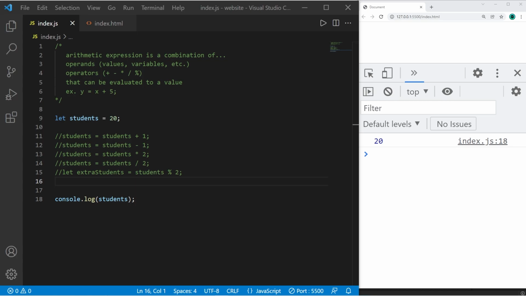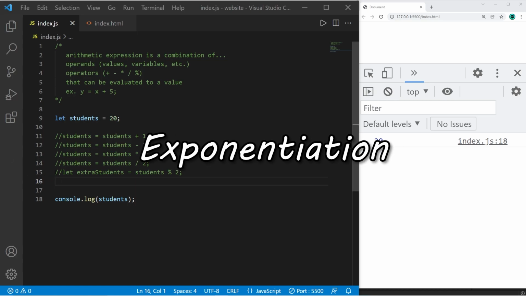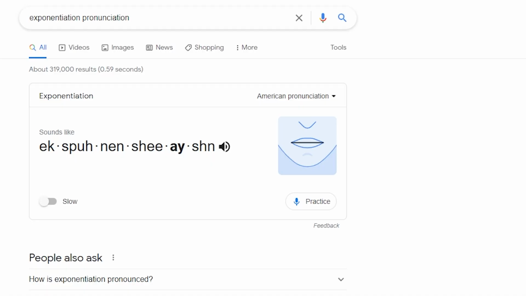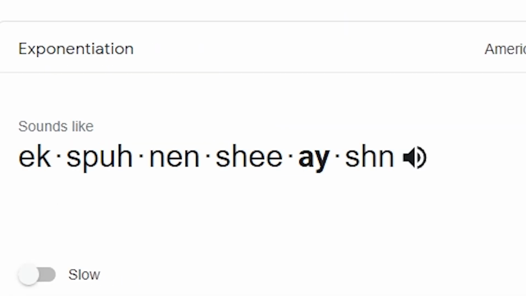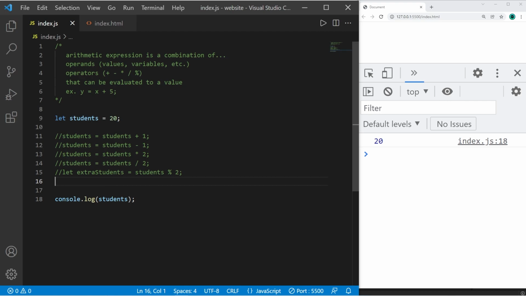So this is me from the future. There's one more operator I forgot to talk about. That's for exponentiation. Exponentiation. You can raise a value to a given power.